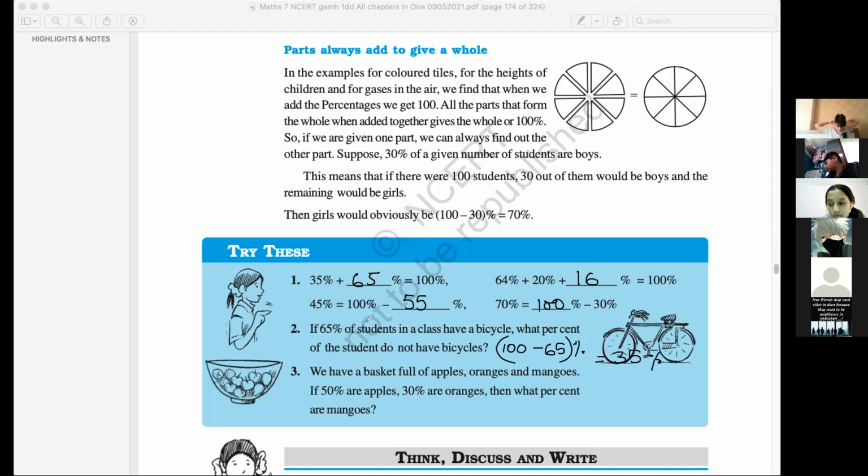Okay, out of 100, 65 are having bicycles, so those who are not having are 100 minus 65, which is 35%. Next, we have a basket full of apples, oranges, and mangoes. 50% apples, 30% oranges. Then what percent are mangoes? So 20%. Whatever is left is 20%. Okay, this is so easy.